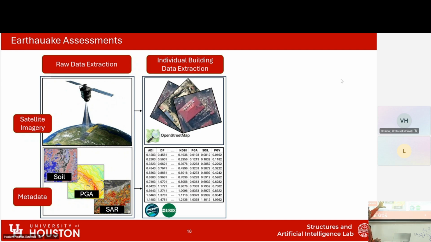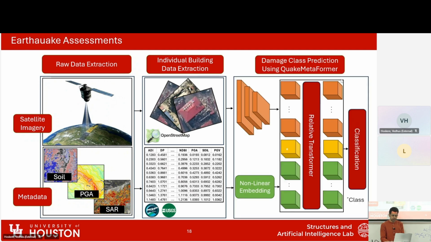So we combined these three sources of data and we sampled them at the locations of the buildings. And we did this for data from after the Turkey earthquake from 2023. And we proposed this model called Quake Metaformer, which combines all of this data, which we call metadata, and the image data itself using a transformer architecture.